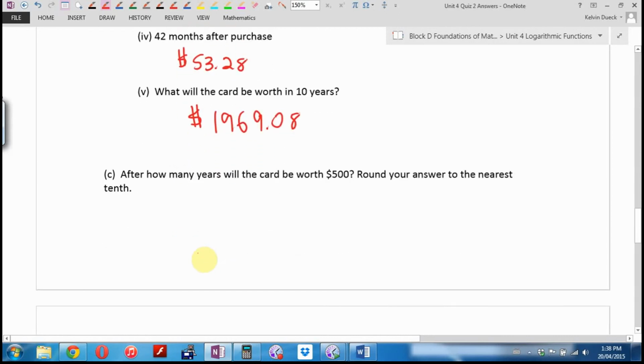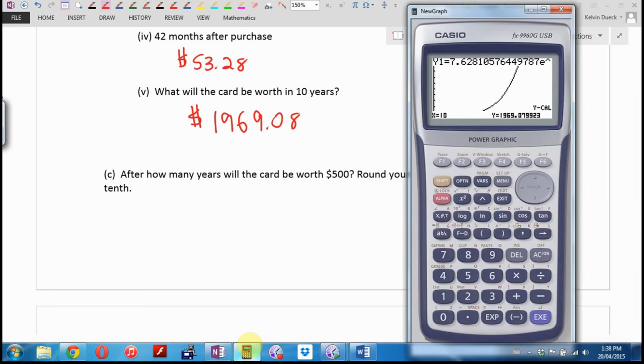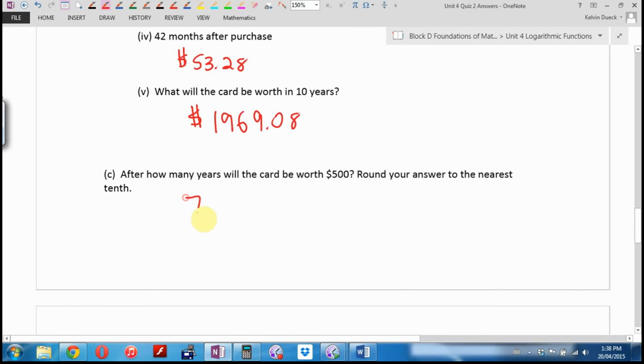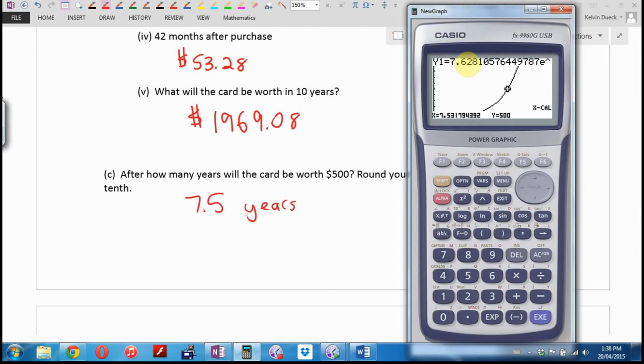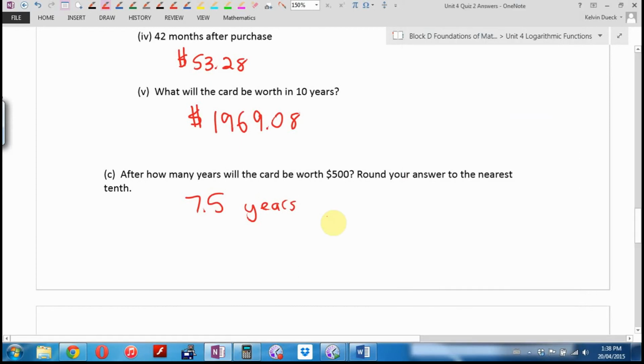After how many years will the card be worth $500? Okay, that's going to be an X calculation where Y is 500. Round your answer to the nearest tenth. 7.5 years. Darian, 0.5 of a year, how many months is that? 7.5 years. 7 years, 6 months. There you go. 1 mark for each of those, please.